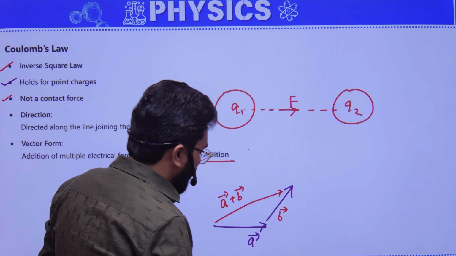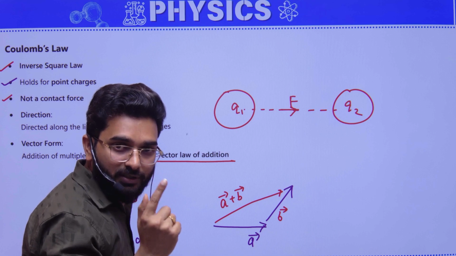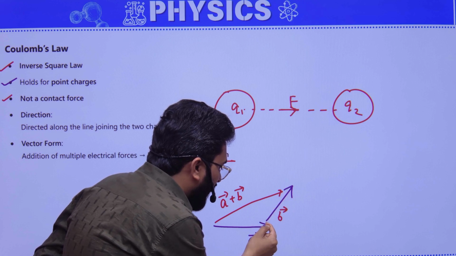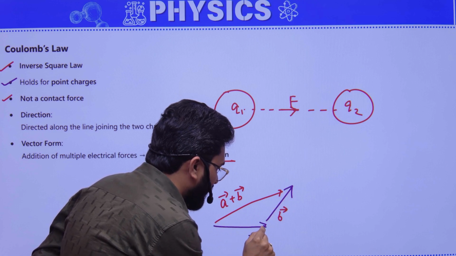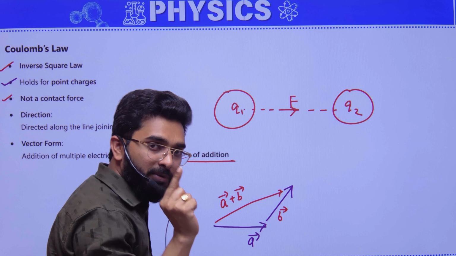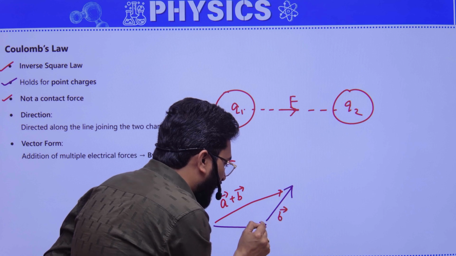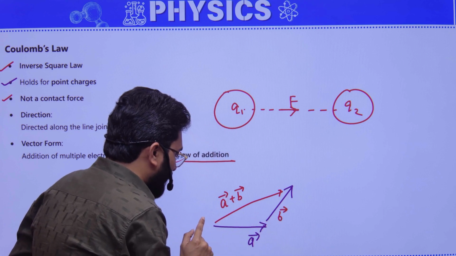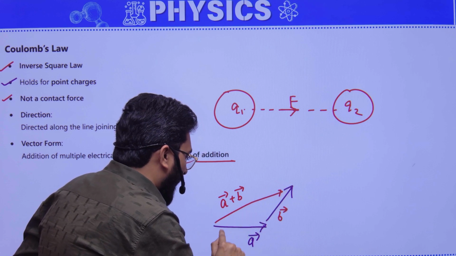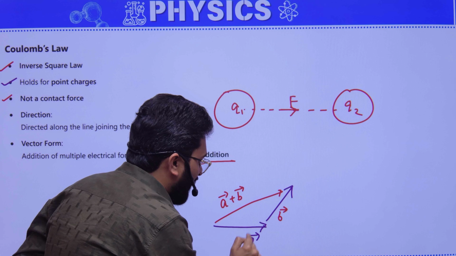We simply say, keep focus here please: keep the tail of the second vector on the head of the first vector. This is the first vector, this is the head of the first vector, and this is the tail of the second vector. So simply, keep the tail of the second vector on the head of the first vector, and then join the tail of the first vector with the head of the second vector, and this new vector gives the resultant vector of these two vectors, vector A and vector B.